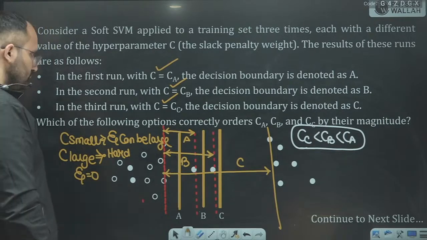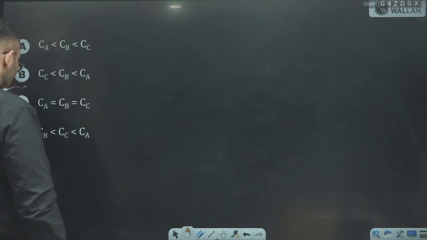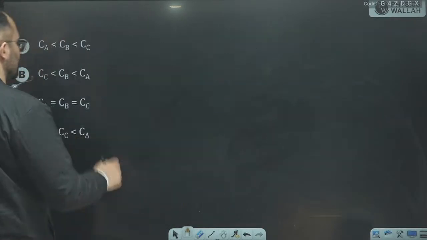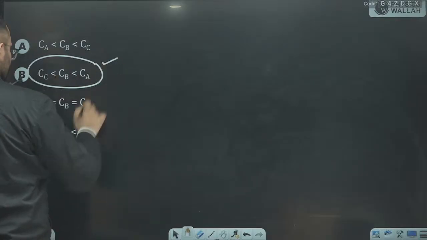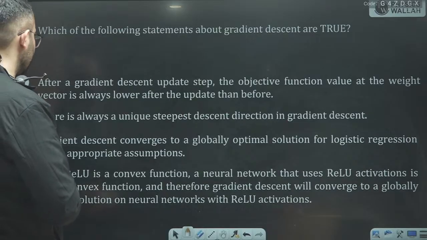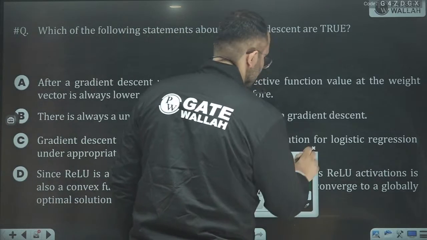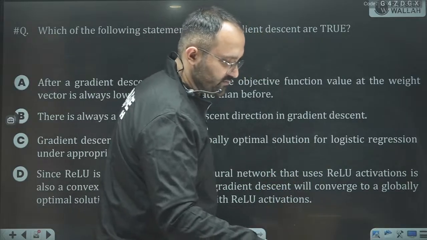Okay, I hope all of you are able to do it. It's a very beautiful question. So CC, CB and CA, this is the correct answer. Okay, now let's see one more question.